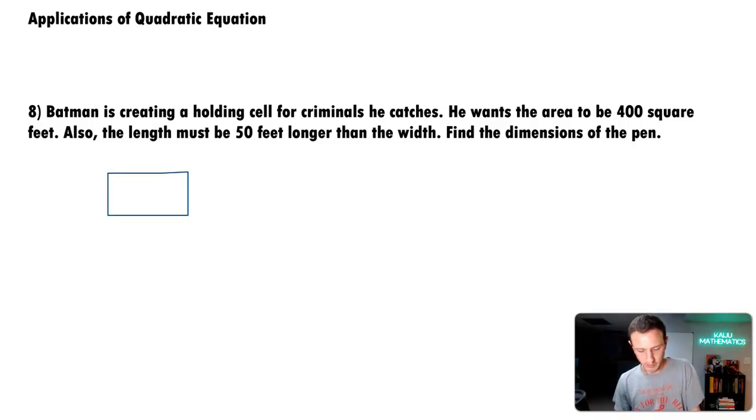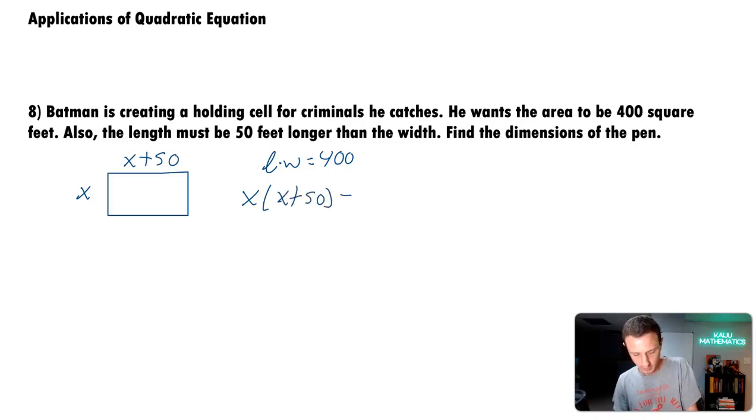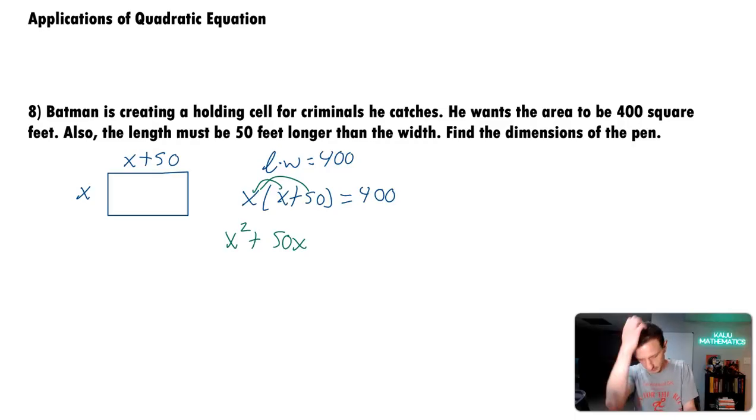If we want the area to be 400 square feet, then the length times the width is equal to 400. The length must be 50 feet longer than the width, so if we call the width x, the length is going to be x plus 50. So that means the width times x plus 50 equals 400. To find the dimensions, we have to create a quadratic. x times x is x squared, plus 50 times x is 50x. I'm going to knock out 2 steps here. We want this set equal to 0 to use the quadratic formula, so I'm going to subtract 400, minus 400 equal to 0.